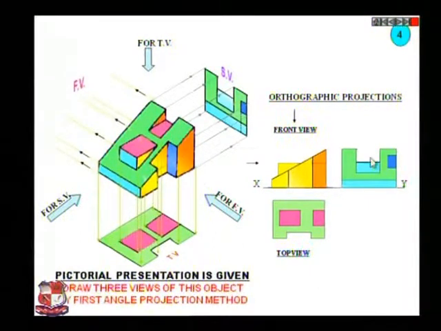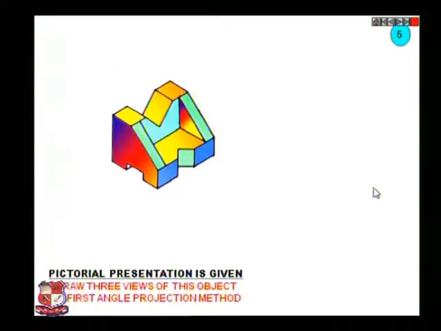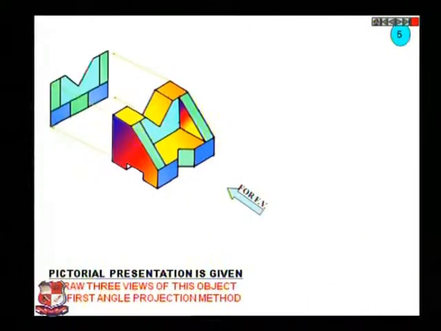If you look from the side, this rectangle would be visible, this one, and after that it will be invisible, so a dotted line is to be drawn from there. Now problem number 5. Think about this object, draw its three views. So here also we can draw its front view. For front view, take projections like this, right?